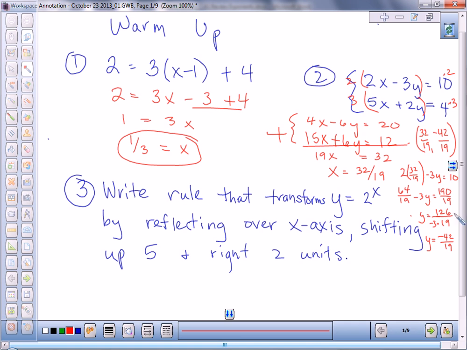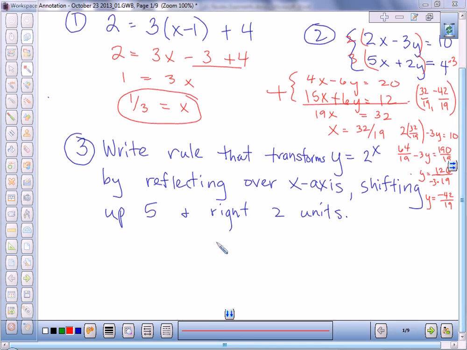All right. The next one is just the rule. So the rule that would transform this function by reflecting it over the x-axis, shifting it up 5 and to the right 2 would be y equals negative out in front. That reflects it over the x. A minus 2 up there shifts it right 2 and then up 5. Yep.